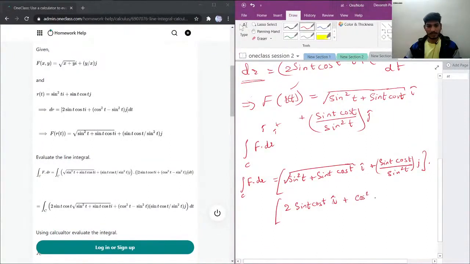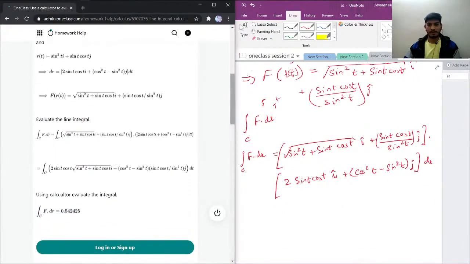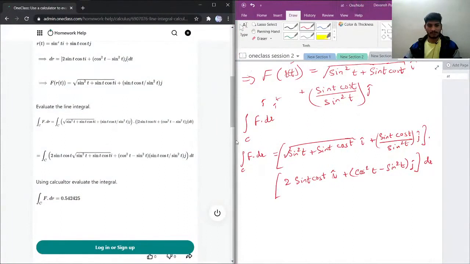Cosine square t minus sine square t, j cap, times dr. Now we'll be going to take the dot product. So when we take the dot product, let's just see the solution which we have at this point.